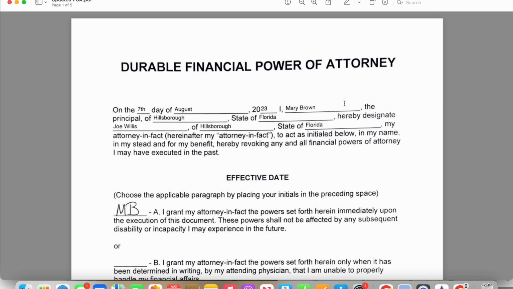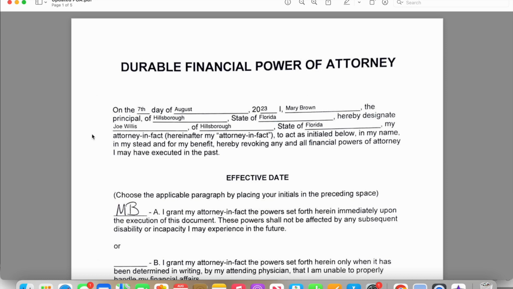Now, there's something called a non-durable power of attorney. And that gives a person power unless something happens and they can't speak for themselves. Now, that one is a little different. So if somebody has an accident and now they're in a coma, a non-durable power of attorney is no good then, because it's not good for that. This is good for that. Okay? So we'll go ahead.